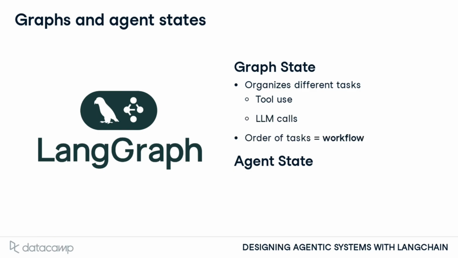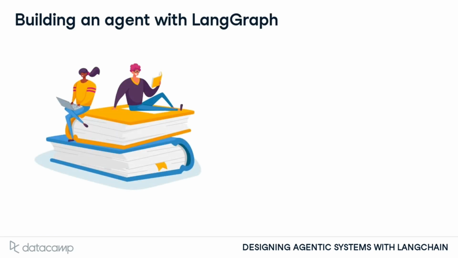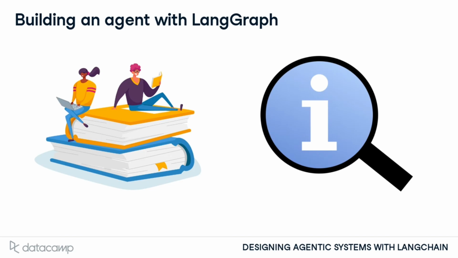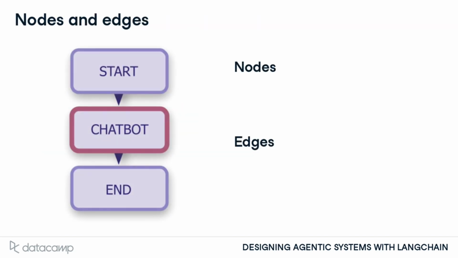The graph uses an agent state to track the agent's progress as text to help determine when a task is complete. Let's start by building an education chatbot that uses an LLM to answer questions. We only need 3 nodes and 2 edges to get started.